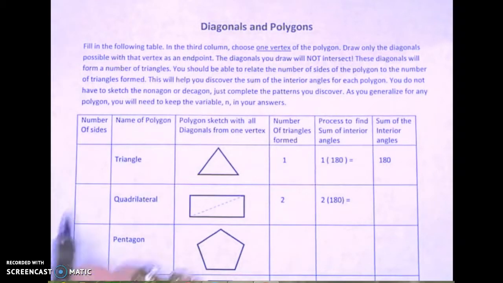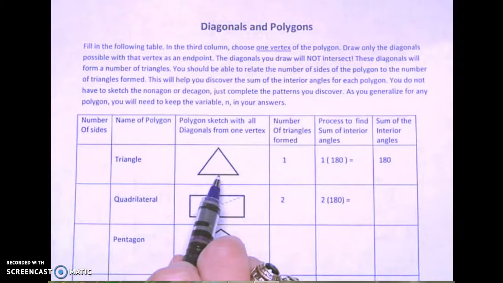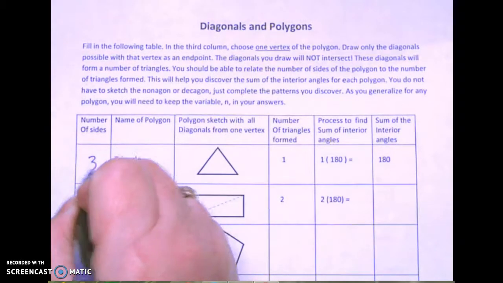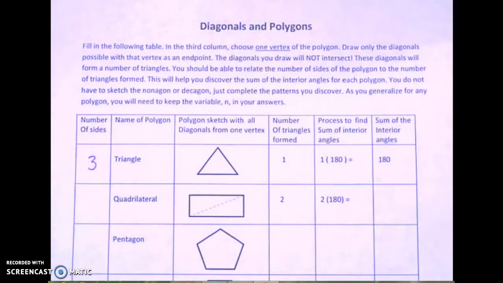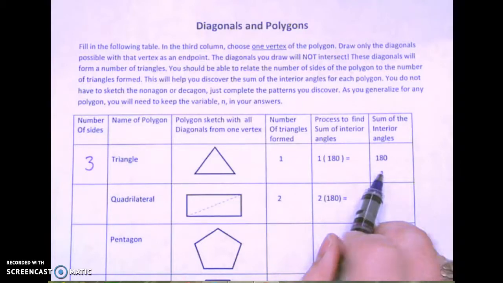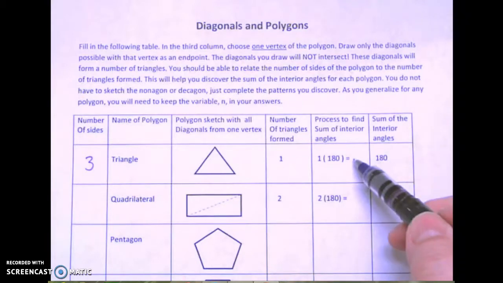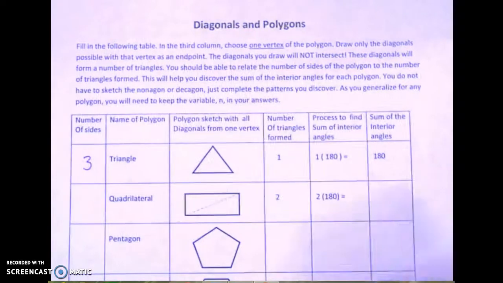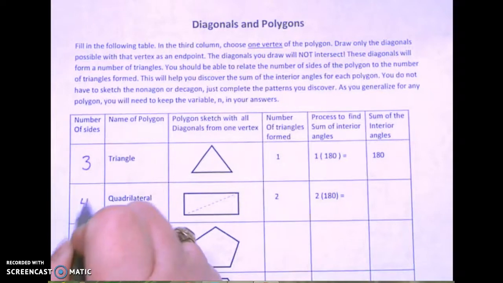So if I'm looking at the first figure, I have a picture of a triangle. I know it has 3 sides. And I know it's only one triangle, and 1 times 180 gives me 180. So notice I have a process column here to write my equation, and an answer column here to write down my answer. If I look at a quadrilateral, it has 4 sides.